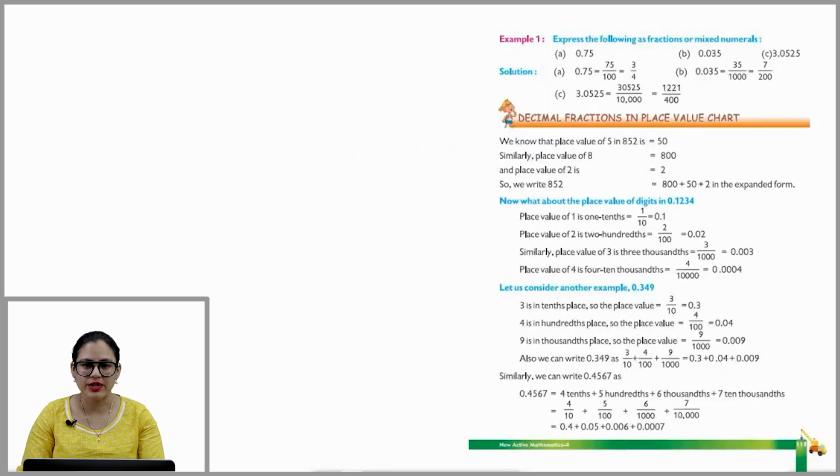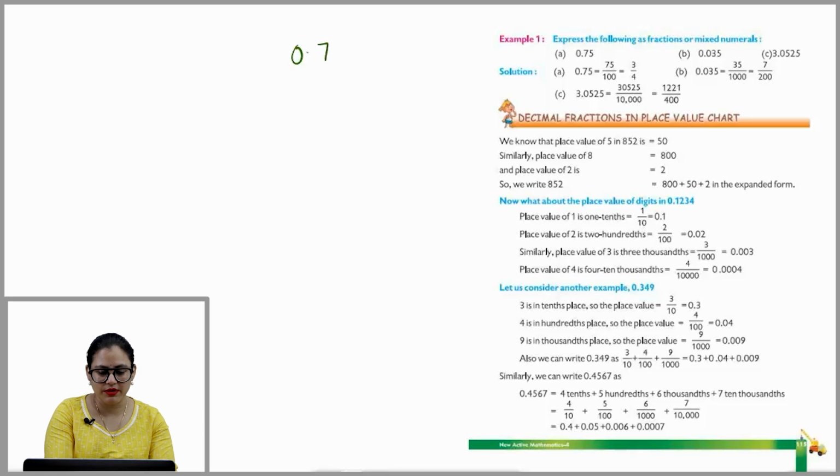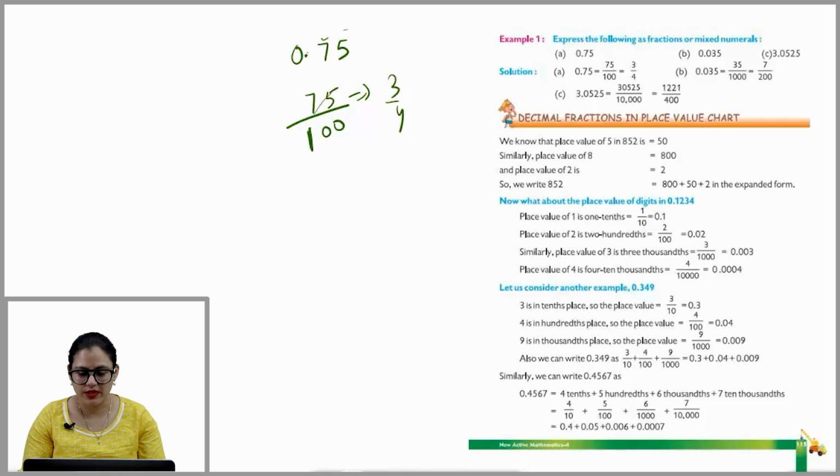Example 1. Express the following as fraction or mixed numerals. You have this 0.75, okay. After decimal, there are 2 digits. So, we will add 2 zeros in the denominator after 1, okay. And you can also write it in simplest form. So, 3 by 4. Similarly, we have this decimal 0.035. Here in the denominator, we will write 1000 because there are 3 digits after decimal, okay.